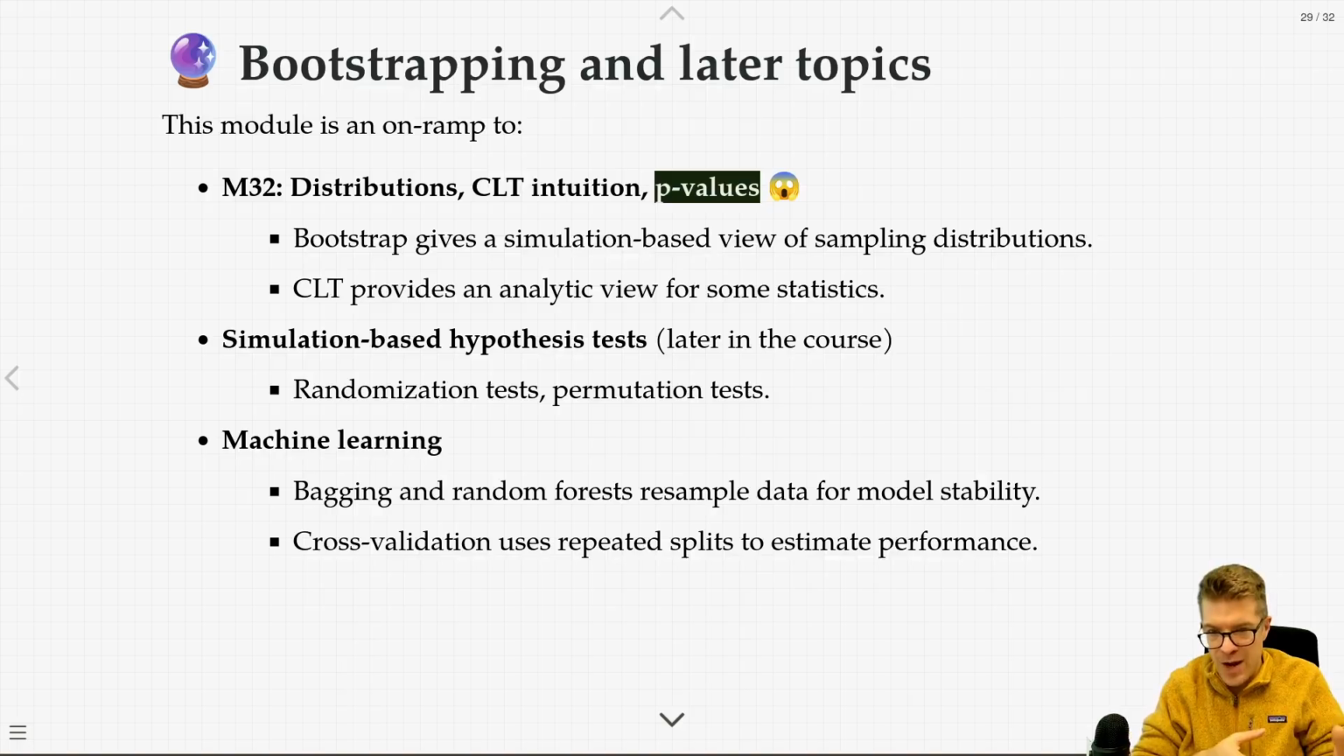So bagging, I mentioned random forests a moment ago. Ensemble methods use under the hood a lot of the techniques from this module in order to get machine learning models that are far more robust and more performant than even more advanced models on paper, because they do this sort of resampling under the hood. We'll also talk a little bit about cross-validation a little bit later, which uses repeated splits of the data to more properly estimate performance.